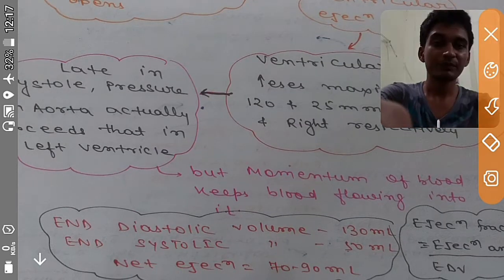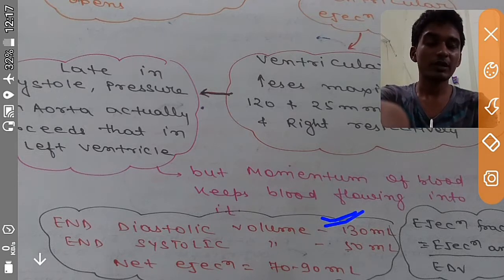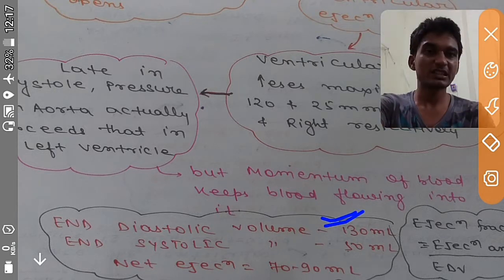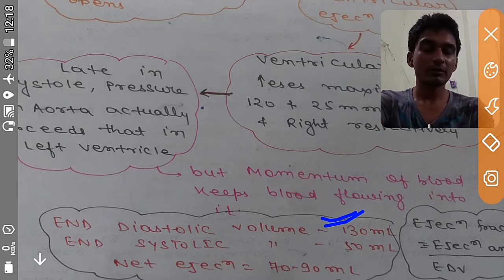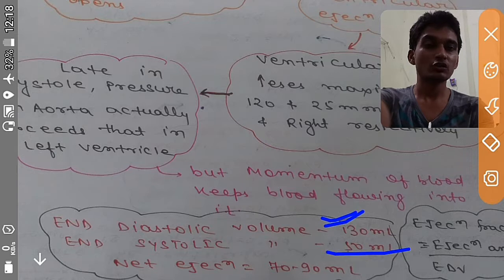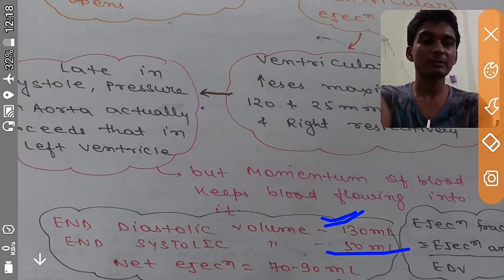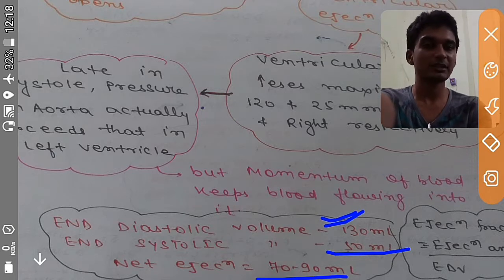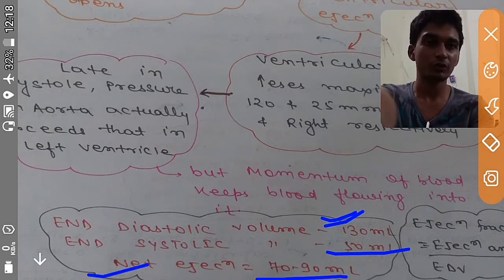Now coming to one more important point. End diastolic volume is 130 ml, meaning when the ventricle is fully filled with blood and there is no ejection of blood from the ventricle, before the start of the isovolumetric contraction, the volume present in the ventricle is 130 ml. End systolic volume is when the aortic and pulmonary valves get closed and the blood flow from the ventricle to the aorta and pulmonary artery stops. At that time, if you measure the volume of blood present in the ventricle, it will be 50 ml. So what amount of blood gets ejected? That is known as stroke volume, and that is 130 minus 50. The range is 70 to 90 ml, your net ejection volume or stroke volume.